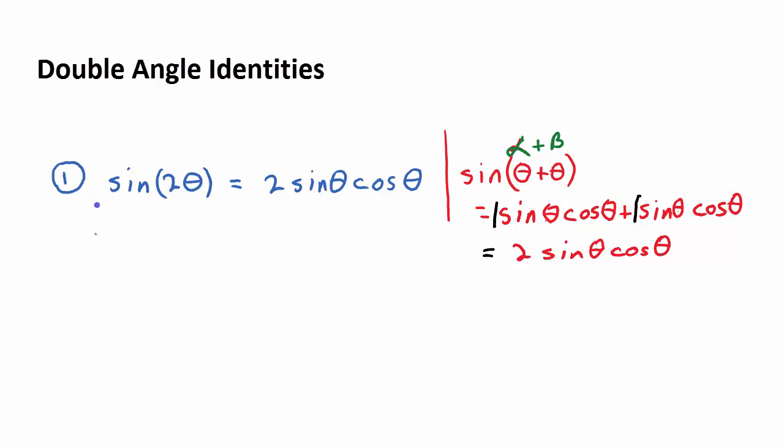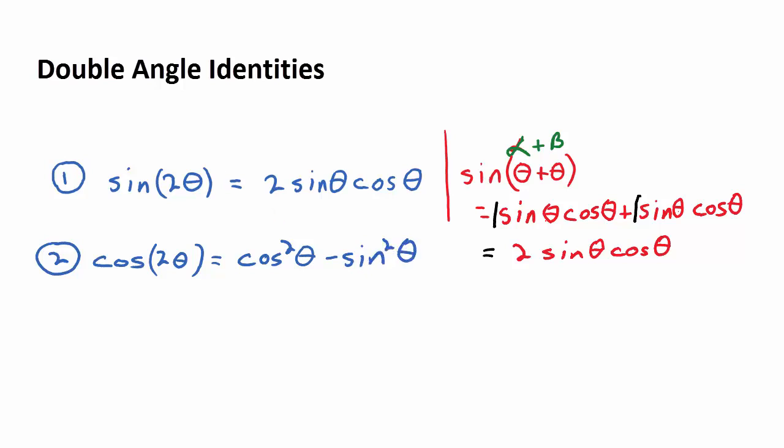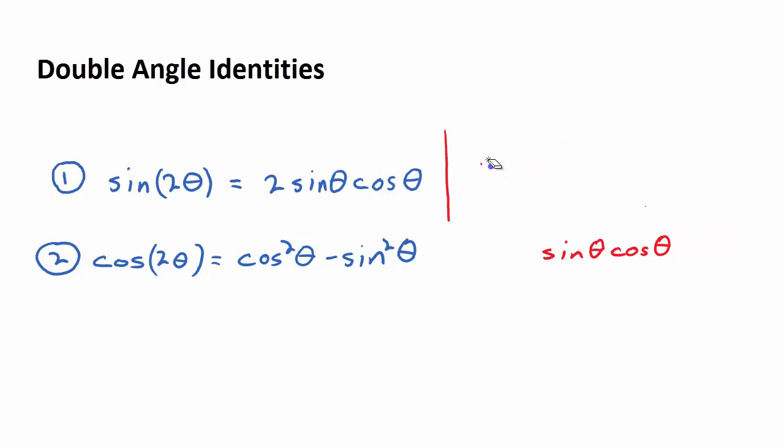Okay, there's various versions for cosine. The cosine of 2 theta, the one I commit to memory is cosine squared theta minus sine squared theta. Now, where does that come from? Well, you could prove it much like we did this one for sine. Replace cosine 2 theta with cosine theta plus theta, and then use the sum identity for cosine.